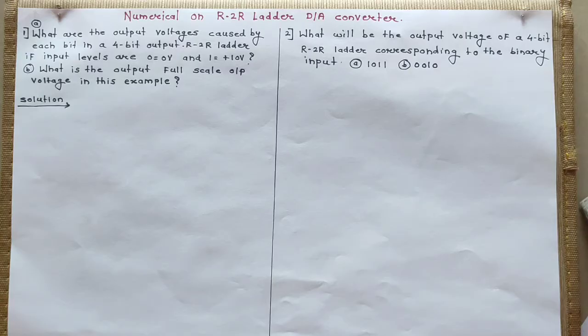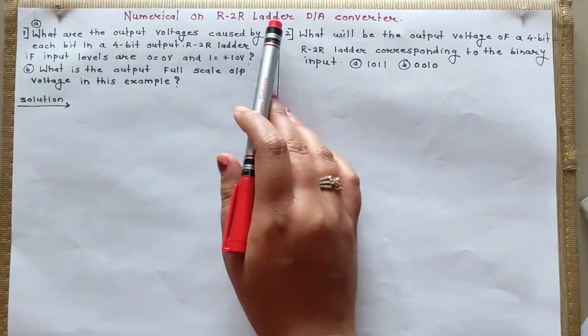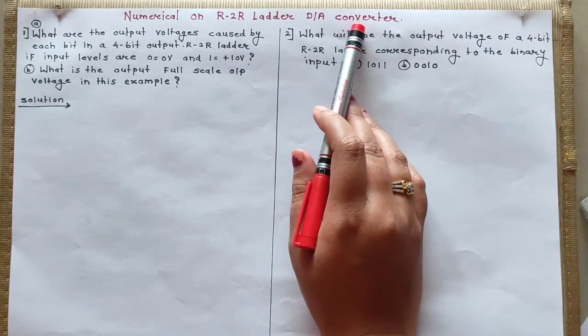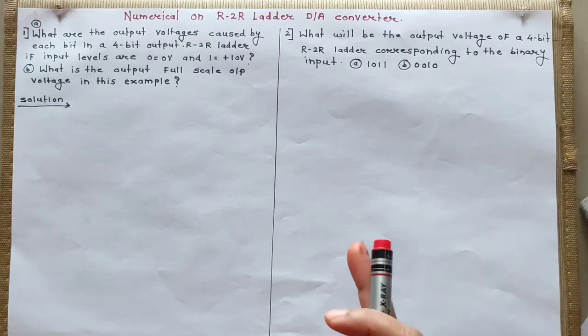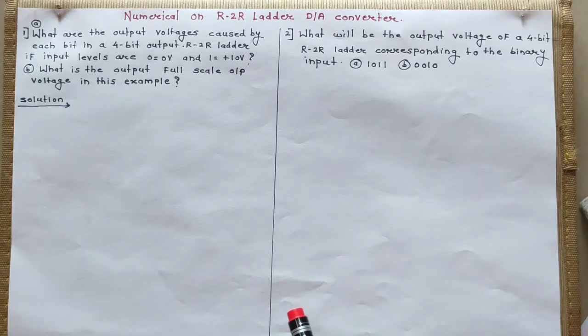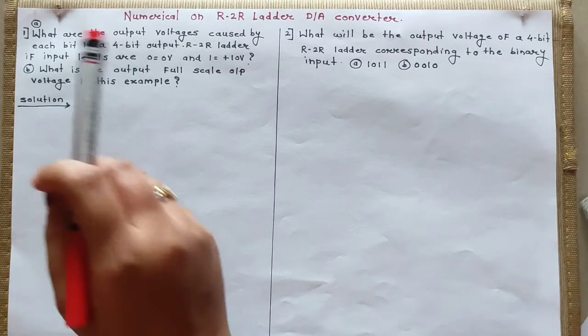Today's class we are going to solve numericals on R-2R ladder digital to analog converter. Before coming to this lecture, watch the previous video lecture on R-2R ladder. Then come back to this video lecture. Let's start with the first numerical, number 1.